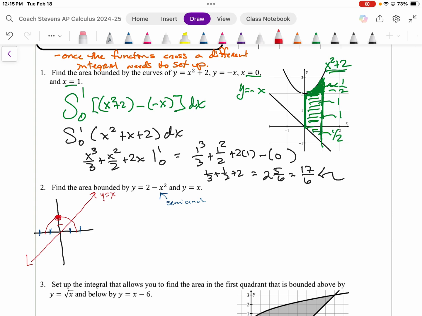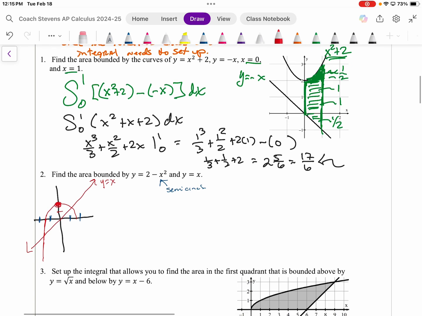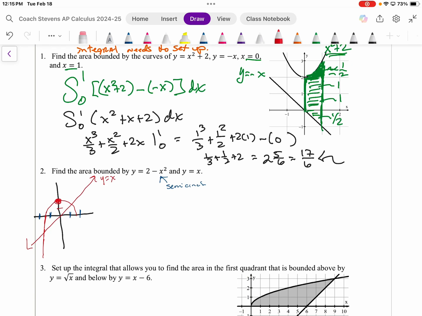The area bounded by 2 minus x squared. Well, you know what? That means I get to go down this a little bit further. They didn't tell me two x values, so this one I have to solve for the x values. They don't tell me a left and right bound here. I have to figure out what my a value is, where they're touching, and what my b value is. I've got to find those out.